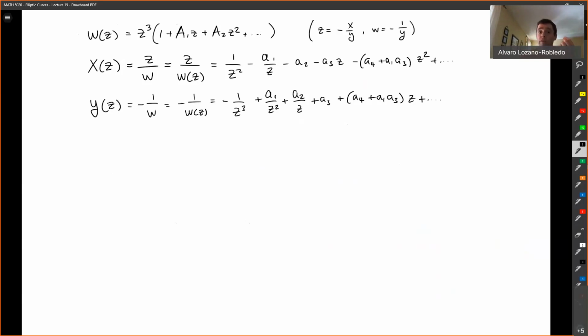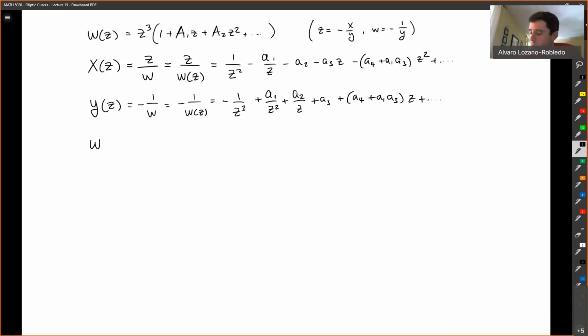But if you're working over a complete field and Z is something in the maximal ideal, then this is going to converge to a p-adic number, and you're going to get a p-adic solution. Okay, so we're going to use this to build p-adic solutions and to study elliptic curves over local fields, over the p-adics, for example.